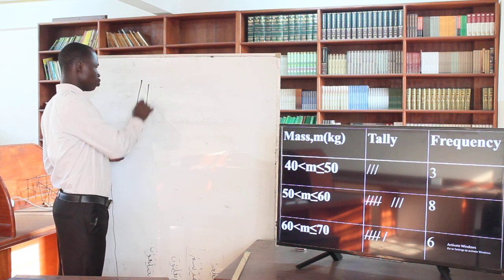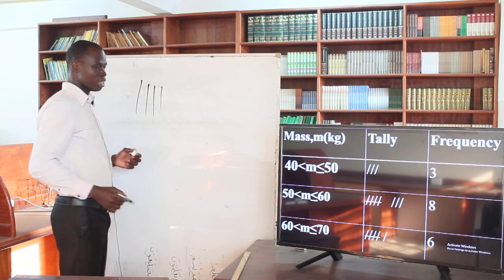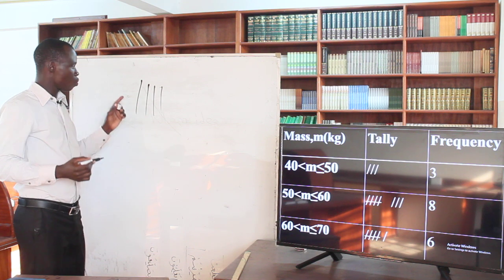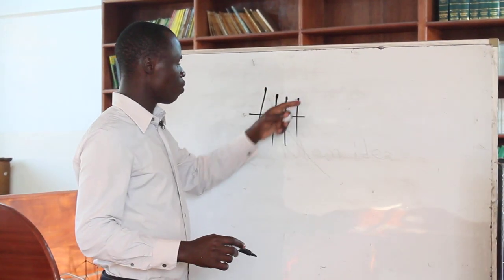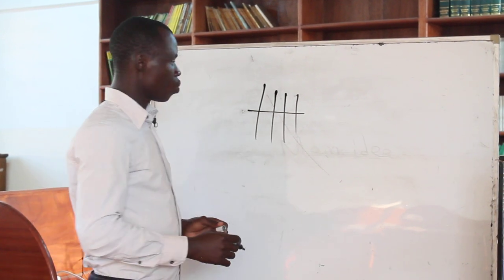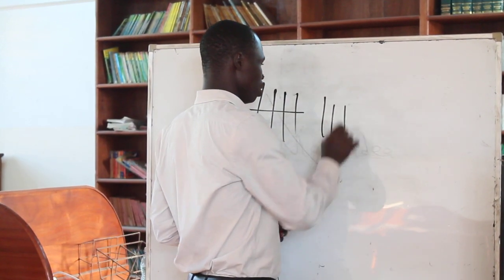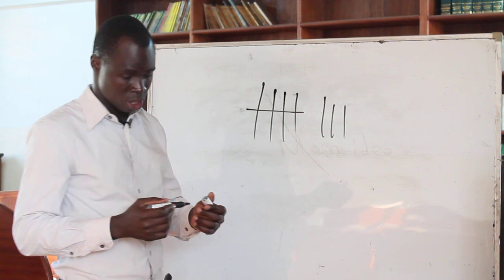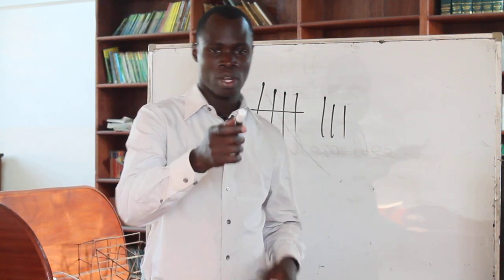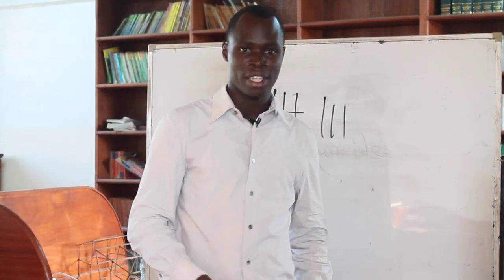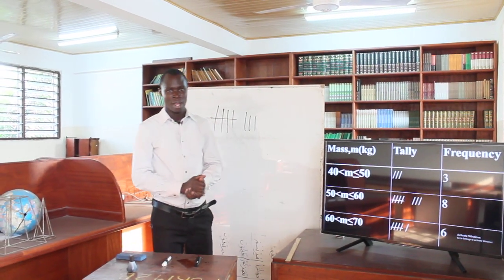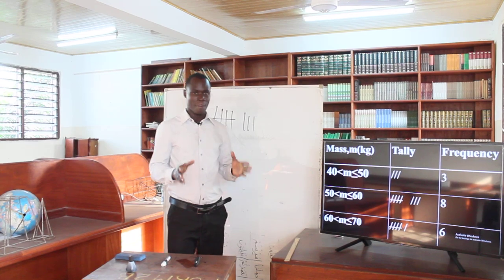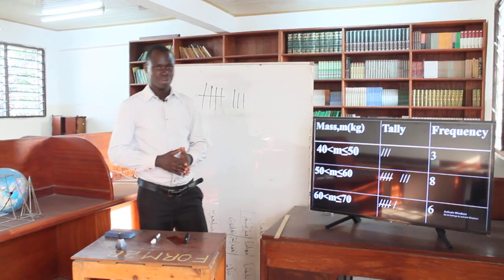That represent 1, 2, 3, 4. That means there are 4 individuals. When we reach the 5th one, we just suppose that we have 1, 2, 3, 4, 5. So you can have 1, 2, 3. In other words, this one can be 8. So that one being applied, you can see the first one tally has got 3 sticks. These 3 strokes mean we have 3 people with a mass between 40 and 50.